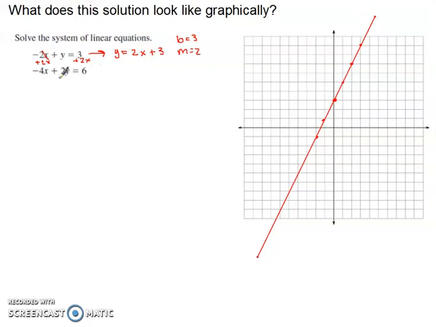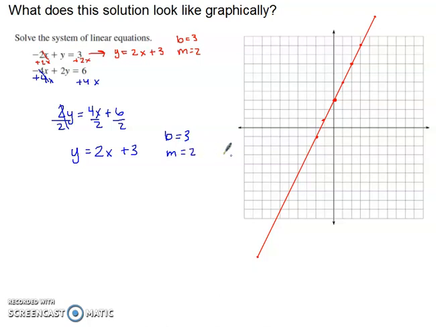And then my second equation, I'll go ahead and add 4x to both sides. 2y is equal to 4x plus 6. And then I want to isolate y, so I have to divide everything by 2. So one thing that I would like to bring to your attention is that when we are solving a system of equations, we are looking for the point where they cross. So when I graph this line, I am looking for the point of intersection.